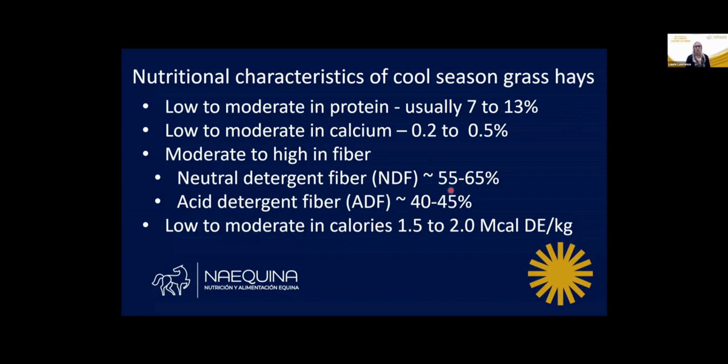Comparatively, if we think about their nutrient components, they tend to be low to moderate in protein, usually somewhere between 7 to 13%. That will vary a little bit with the amount of nitrogen fertilization that they have, and it will also vary greatly with stage of maturity. So lower protein in the more mature grass hays. Compared to the legumes, they tend to be much lower in calcium, somewhere between 0.2 to 0.5, and often they will reflect the amount of calcium that is present in the soil that they're grown upon. They tend to be moderate to high in fiber, so neutral detergent fiber between 55 and 65%, acid detergent fiber between 40 and 45. And they are low to moderate in calories. Very mature grass hays can be as low as 1.5 megacalories of DE per kilogram, which would be considerably lower than what we would see for the comparable alfalfa at a comparable stage of maturity.